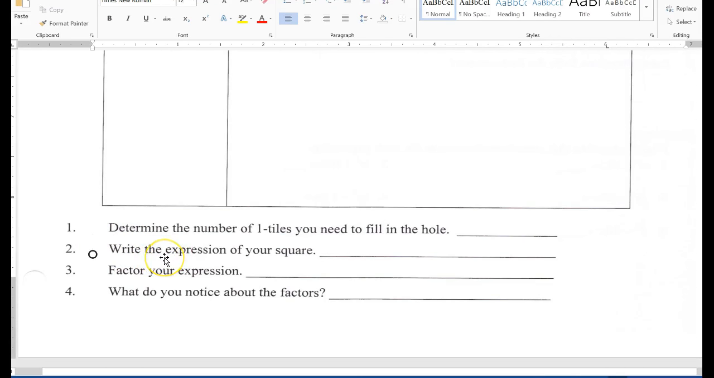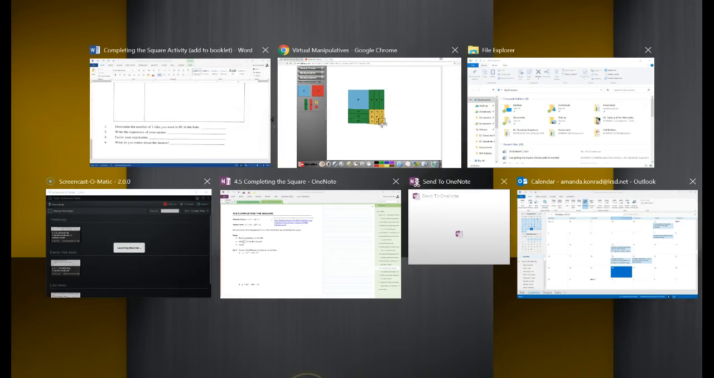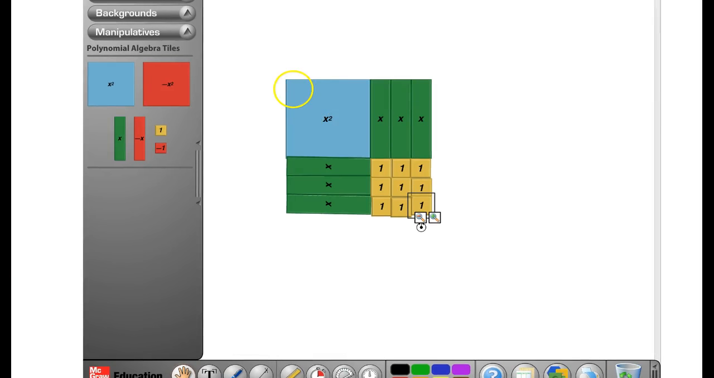So then write the expression of your square, tell me just what tiles did you use, factor your expression. When we talk about factoring, remember, it's like looking at the dimensions of your rectangle with algebra tiles. So in this case, again, if we look at it, my dimensions haven't changed. I just filled in that hole to make sure it was actually a true square. So that this dimension here is x. Each one of these is 1. So I've got x plus 1.